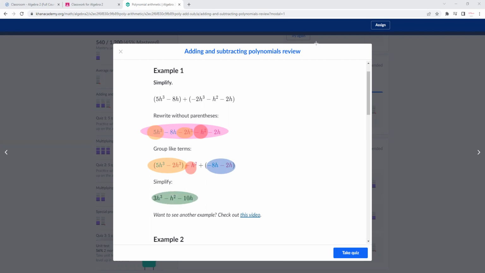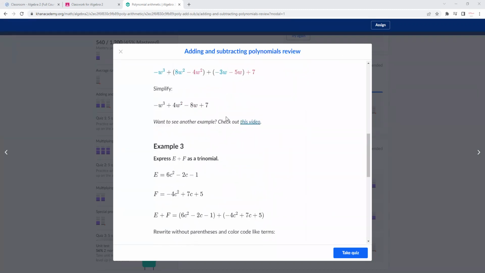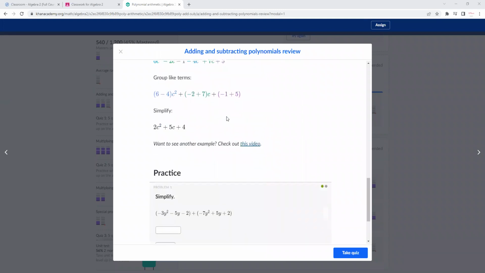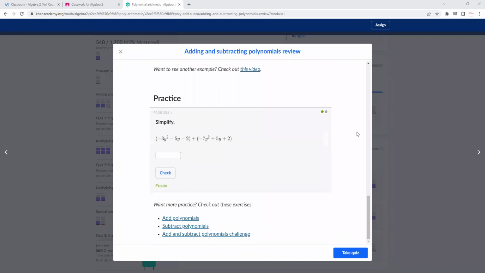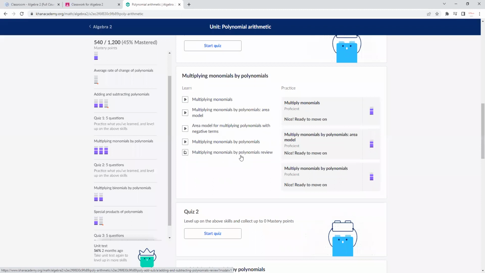You would do the same thing with adding. You just combine the like terms. You can take a look at this. It'll show you how to do it. But like I said, a lot of this should just be review from Algebra 1. Let's go down to multiplying.